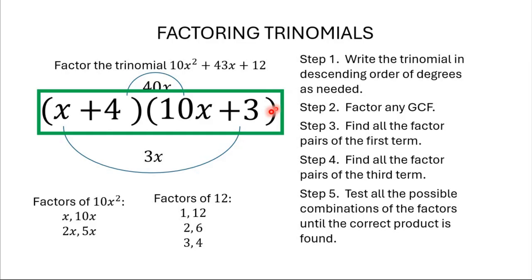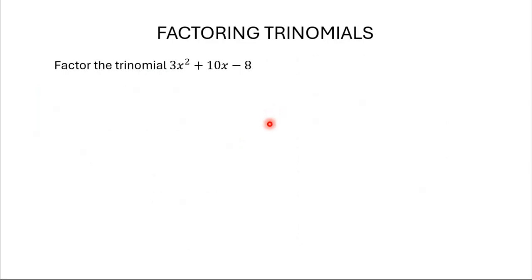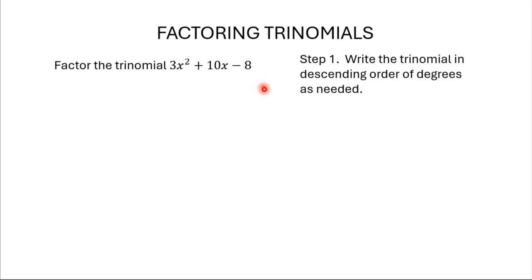Let's look at another example. So here's another example here. Factor the trinomial 3x squared plus 10x minus 8. Let's go through the process. First, we put it in descending order of degrees. It's already in descending order. 2, 1, 0 are the degrees of those terms. And then you try to factor out the GCF. But in this case, the GCF of 3, 10, and 8 is 1. That's the largest factor of all three of those.